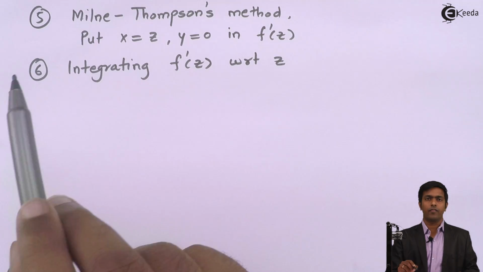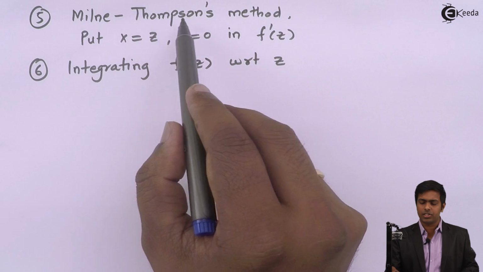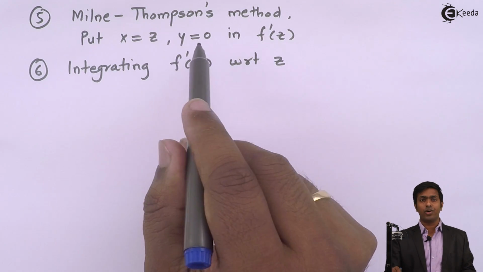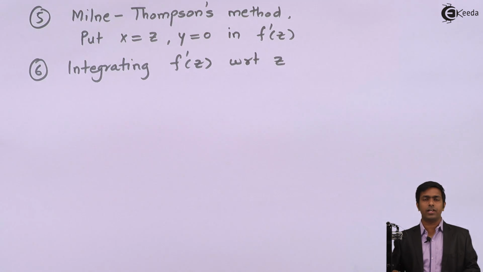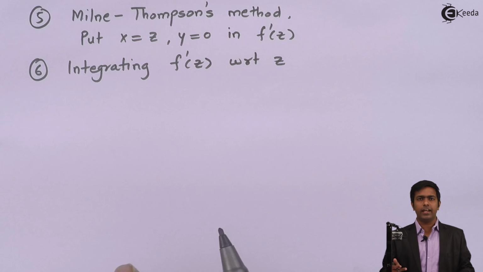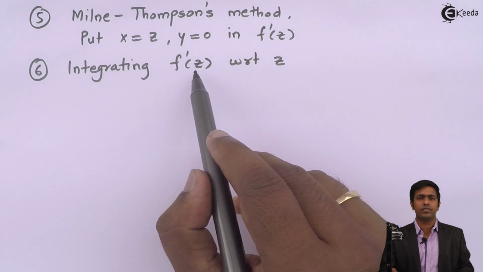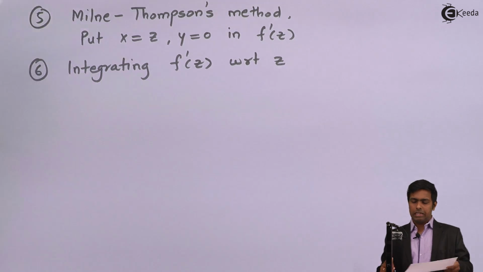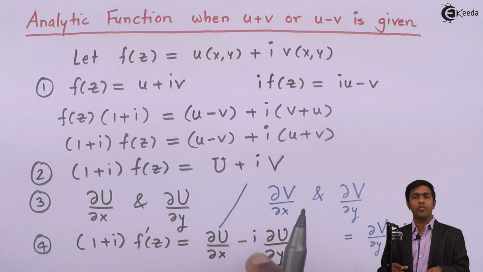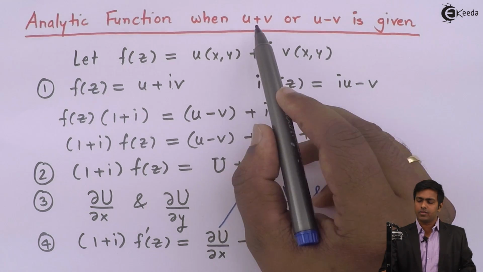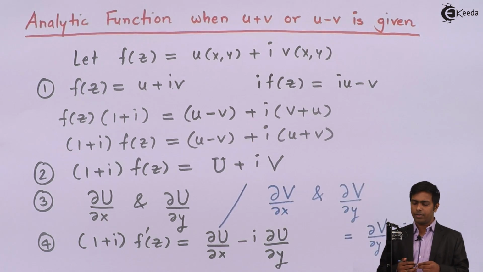That is, we are going to apply the Milne-Thompson's method, where we are going to put x equal to z and y equal to 0 in f'(z) to get the value of f'(z) in terms of z, and in the end we will integrate this f'(z) with respect to z to get f(z). So this is the method by which we can get the value of analytic function when u plus v or u minus v is given.